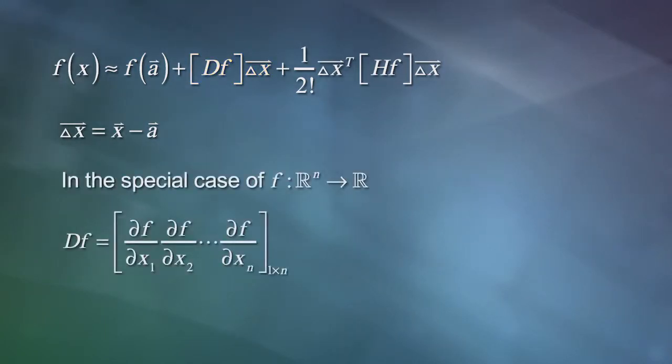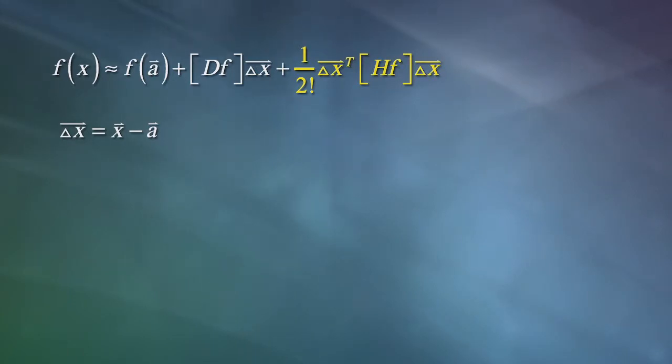Notice for a function from Rn to R, the derivative matrix is a vector of partial derivatives. The last term is 1 over 2 factorial times delta x transpose times the matrix HF times delta x. This is the quadratic term. The matrix HF is called the Hessian, and it's a square matrix whose entries are all the second partial derivatives.